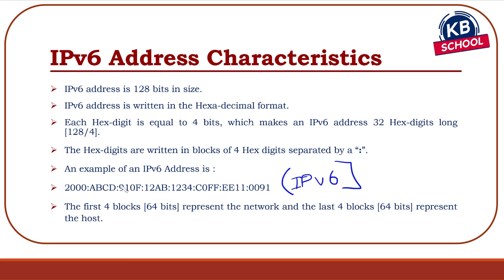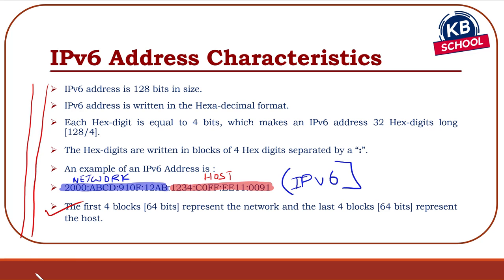And as we also talked about, the first 64 bits, which is the first 4 blocks over here in IPv6, it's a flat model. This represents your network portion. And this over here represents the host portion. All right, that's this bullet item over here. So these are the characteristics that make up an IPv6 address.